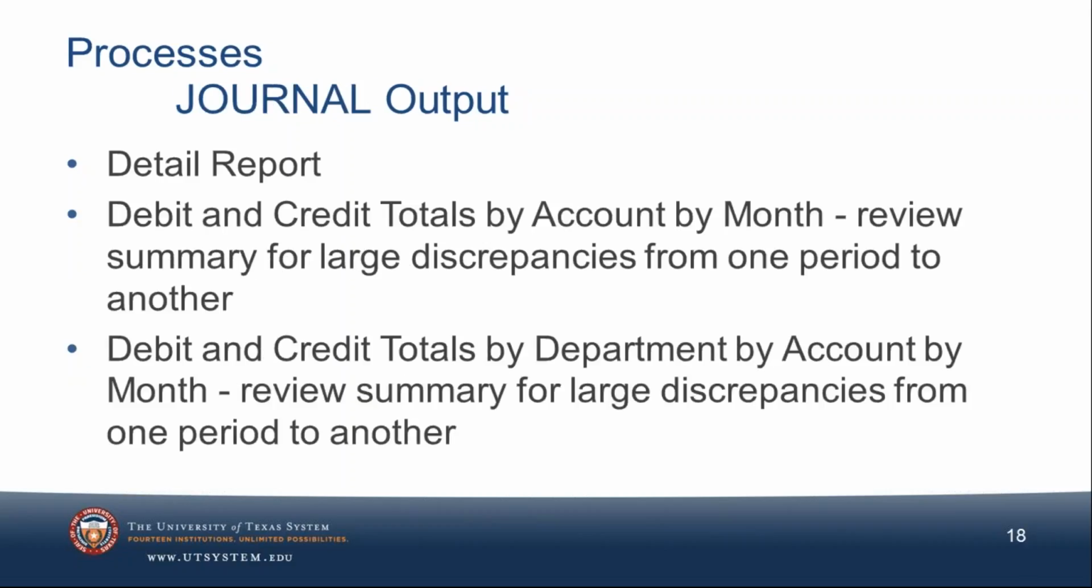Okay, and lastly, or not lastly, second to last, we have the journal output. Again, we have a detailed report, and there's a report that will show the debit and credit totals by account by month. So that's a review summary for large discrepancies from one period to another, similar to what we just talked about from the deposits. We have the debit and credit totals by department, by account, by month. Same thing, you're looking for large discrepancies.